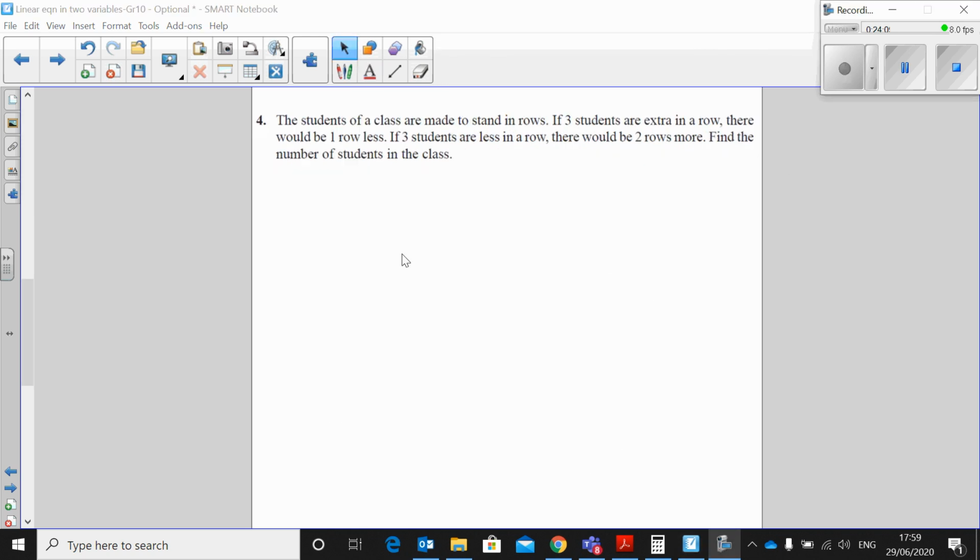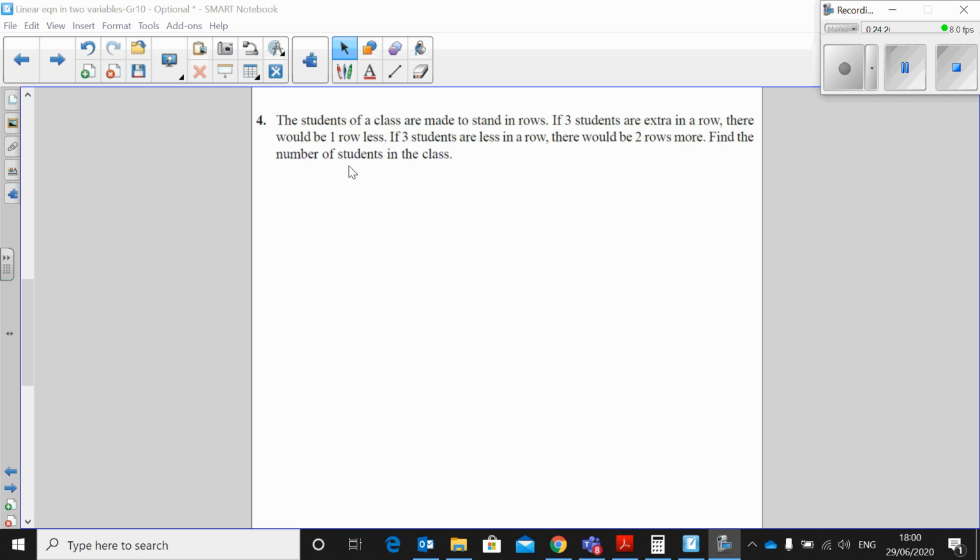The fourth sum, this is again one more interesting sum. The students of a class are made to stand in rows. If 3 students are extra in a row, there will be 1 row less. If 3 students are less in a row, there would be 2 rows more. Find the number of students in the class.